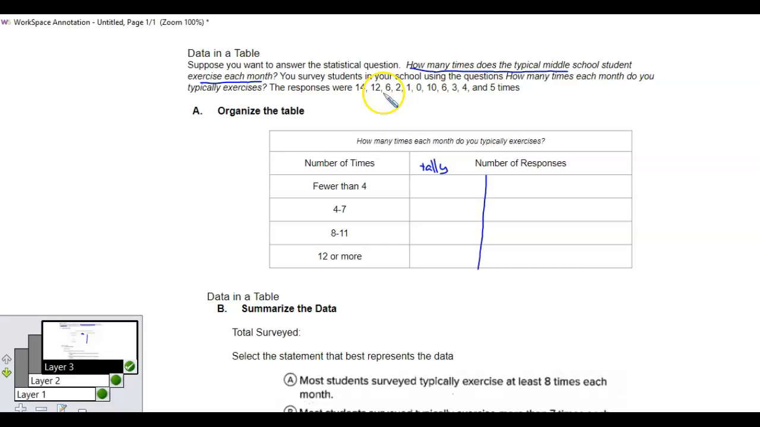Okay, and what happens here is I'm going to put it together. So 14 would be more than 12. 12 will go here. 6 would be between 4 and 7. 2 is fewer than 4. Go ahead and fill out your chart with me.